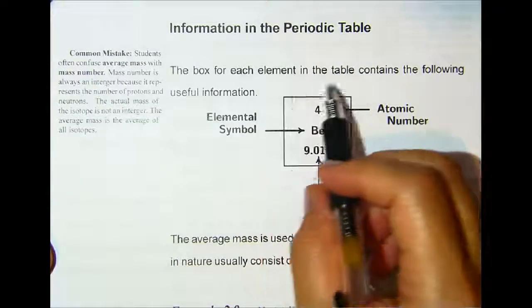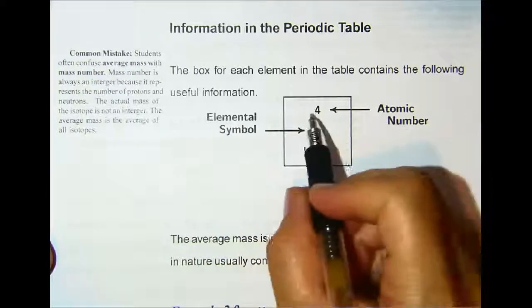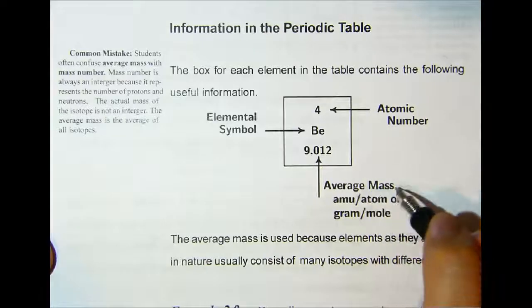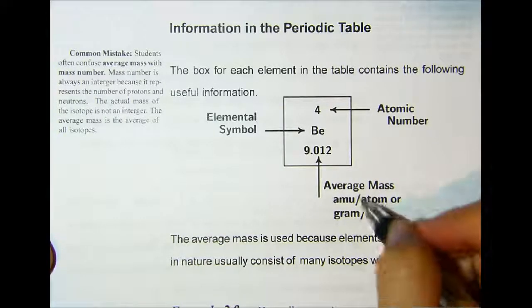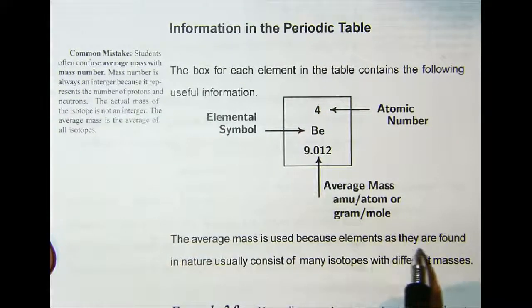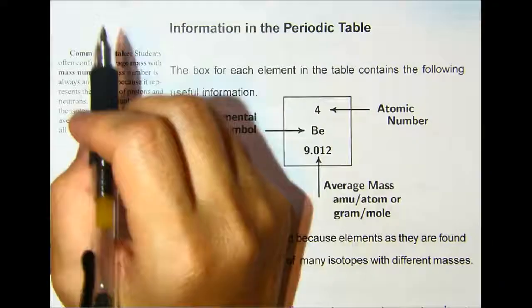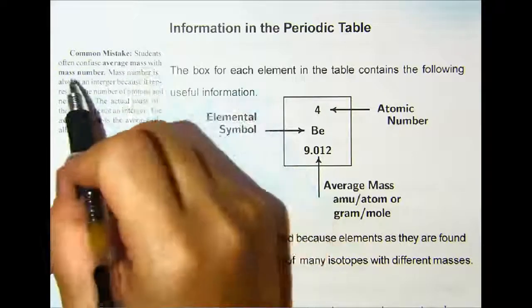The box for each element in the table contains the following useful information: the elemental symbol, its atomic number, and its average mass, in AMU per atom or grams per mole. The average mass is used because elements as they are found in nature usually consist of many isotopes with different masses. As a common mistake, students often confuse average mass with mass number.